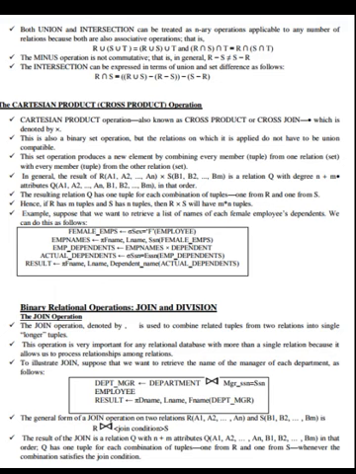See here. The Cartesian product or cross product operation. Cartesian product operation, also known as cross product or cross join, is denoted by ×. This is also a binary set operation. Both the relations on which it is applied do not have to be union compatible. This set operation produces a new element by combining every member tuple from one relation set with every member tuple from the other relation set.